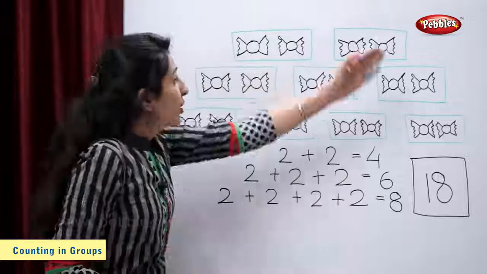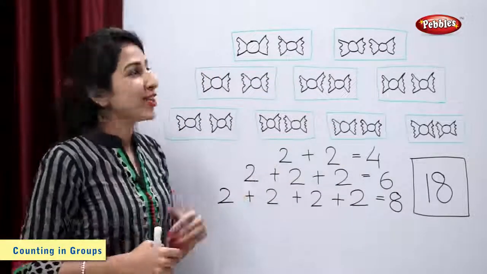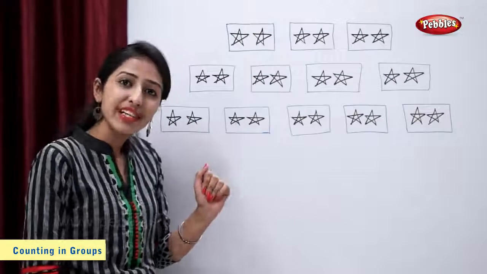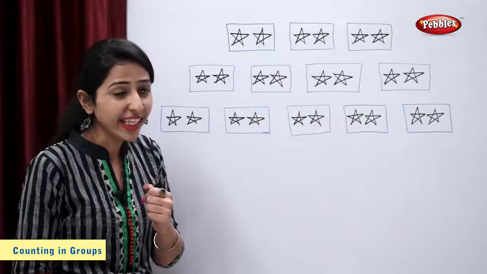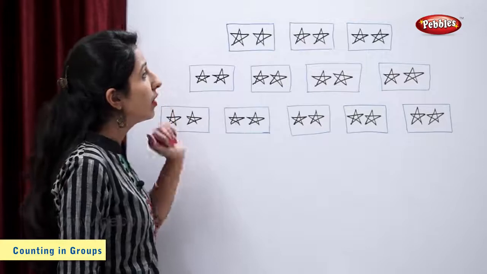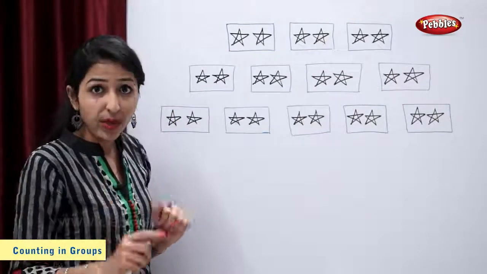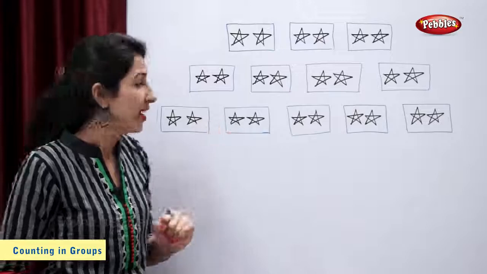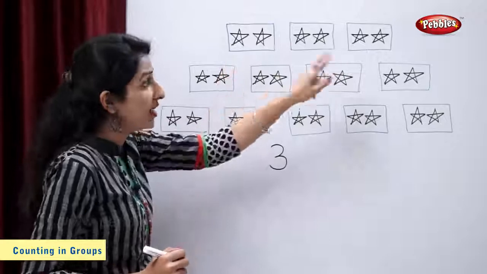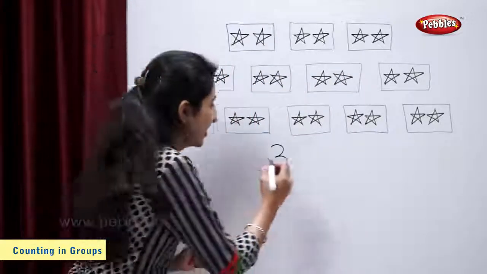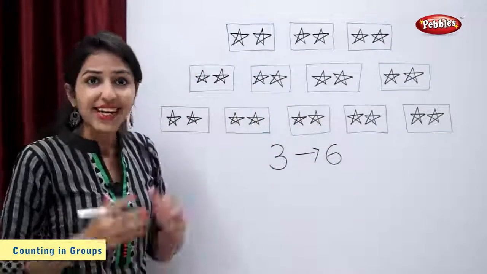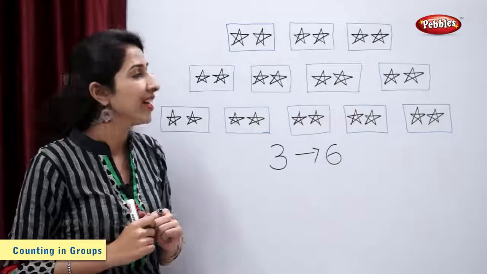So there are total 18 chocolates on the board. Let us take this example. Students, tell me there are how many pairs in the first row? In the first row, there are 3 pairs. 3 pairs of 2 stars each. So, total there are 6 stars in the first row.